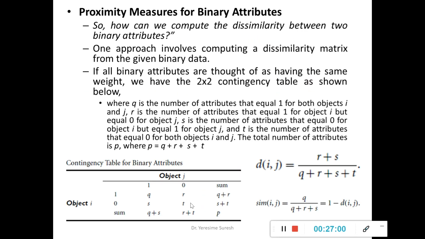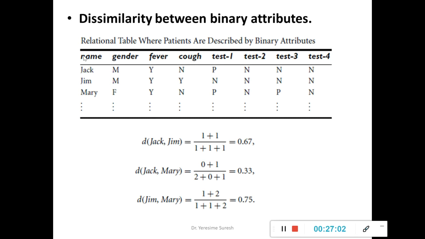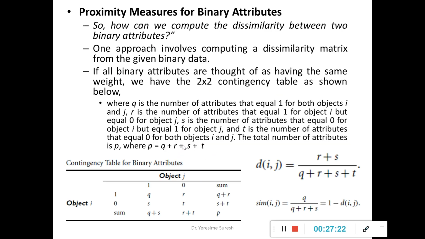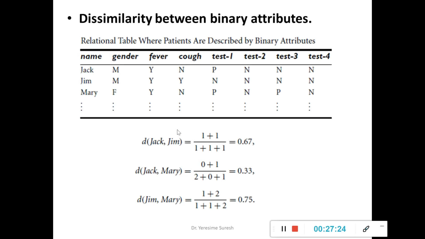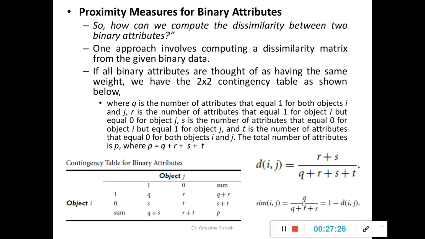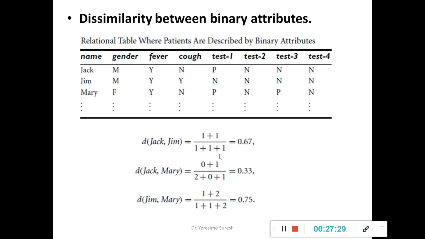The same thing. I have taken a contingency matrix with respect to the data objects Jack, Jim and Mary. On the other side, I have the attributes gender, fever, cough, test 1, test 2, test 3 and test 4 results. When I take the first data object, name with gender, name with fever, name with cough, I have taken an example with respect to fever here. So the value of R plus S is 1 plus 1. Similarly, Q plus R plus S is 1 plus 1 plus 1.